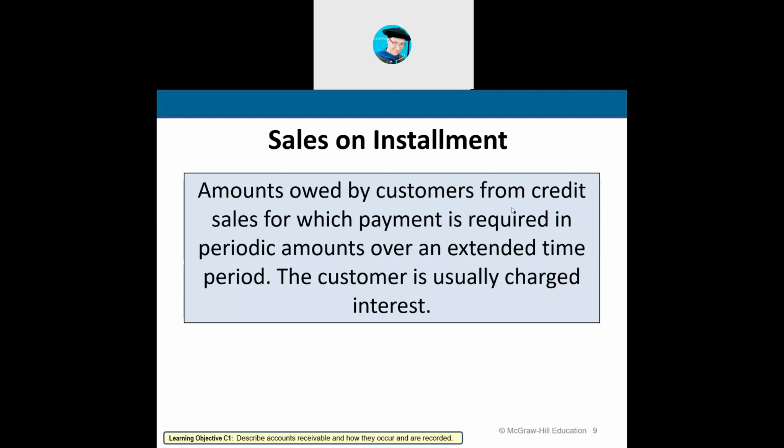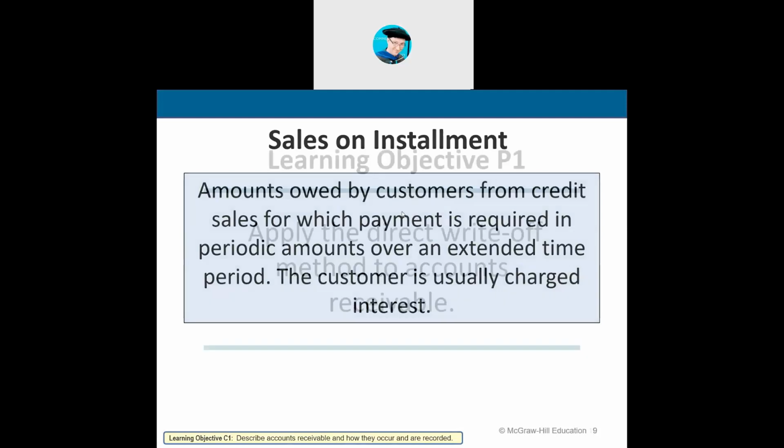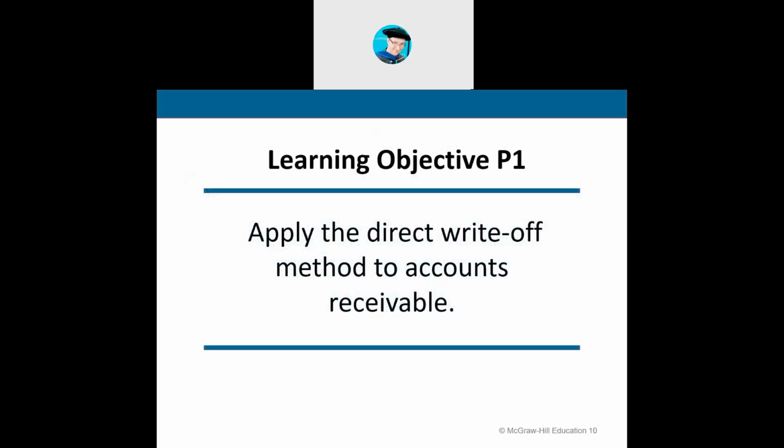So these are amounts owed by customers from credit sales, where payment is required in periodic amounts over an extended time period. These customers are usually charged interest. If you have a credit card and you pay it monthly, that payment includes some amount of principal balance plus interest. That's an installment payment. My recommendation, stay away from credit cards altogether.